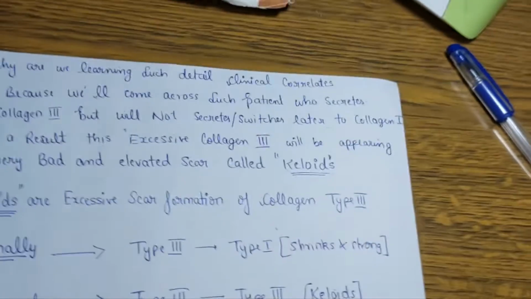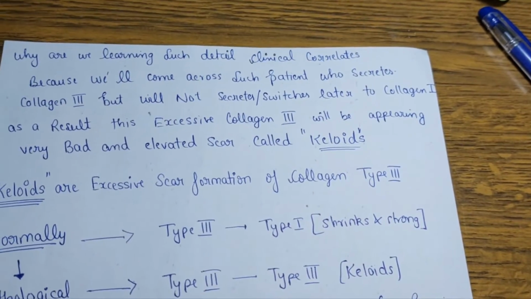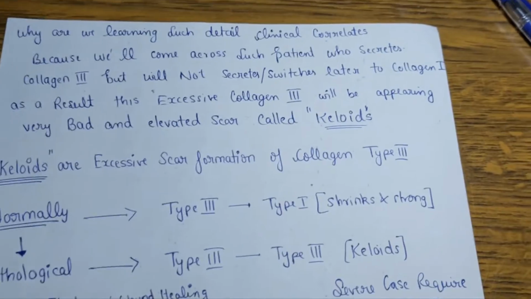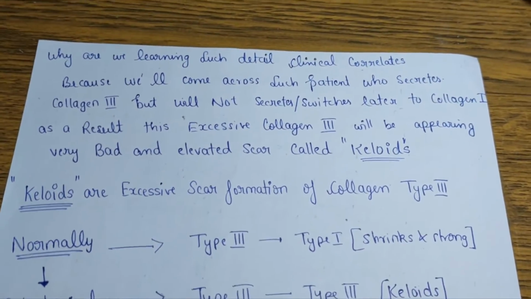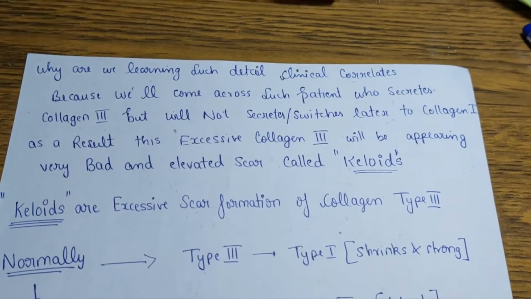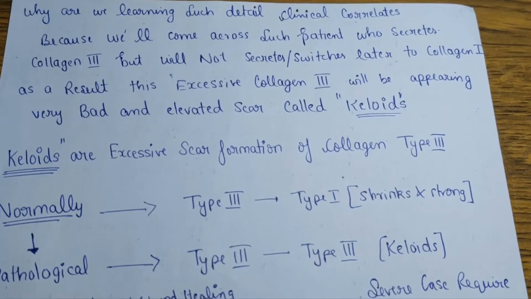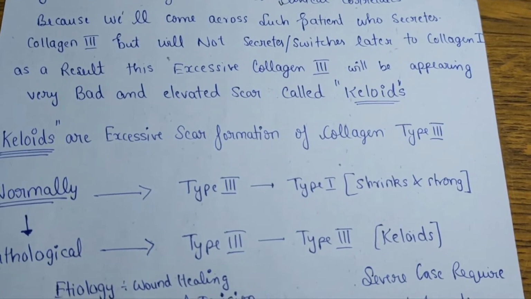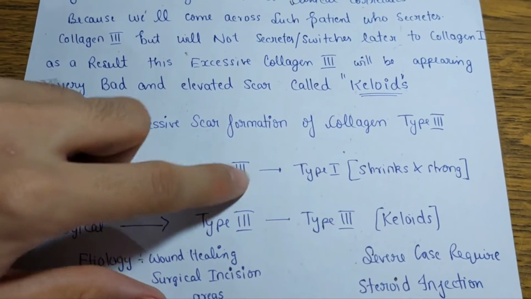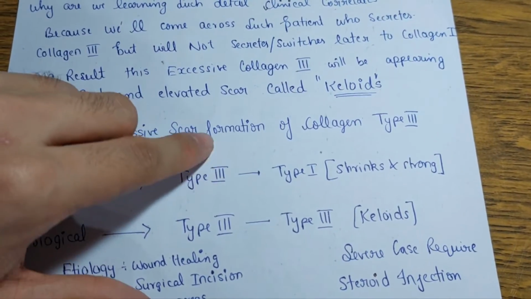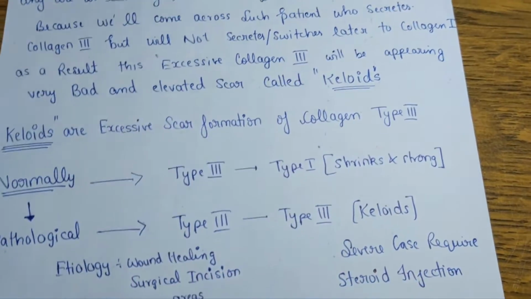But sometimes it happens that in some patients there is a problem and there is excessive secretion of collagen type 3 and they will never form collagen type 1. So they form a wound which is very bad in appearance and it is an elevated scar, and that is called keloid. So keloid is an excessive scar formation of collagen type 3, because normally we know that we secrete collagen type 3, and eventually the fibroblasts should stop producing it and start producing type 1 collagen, which is strong and will shrink.